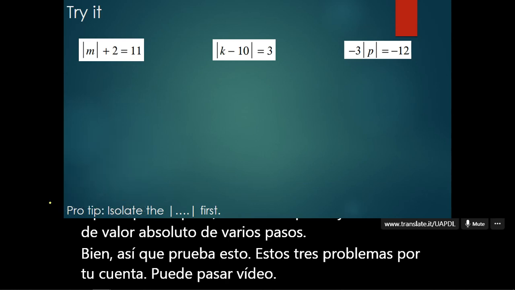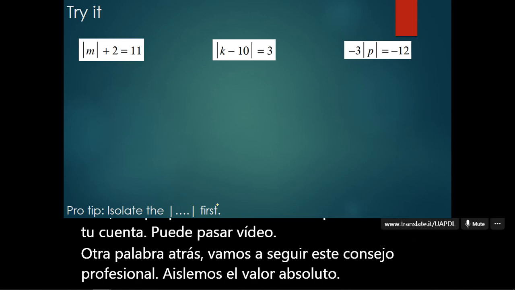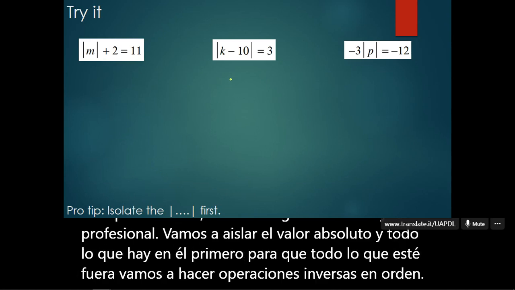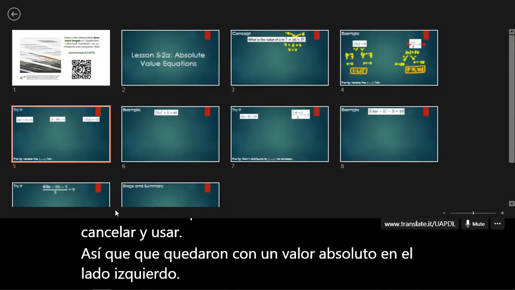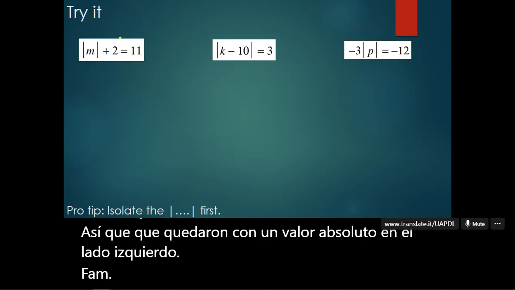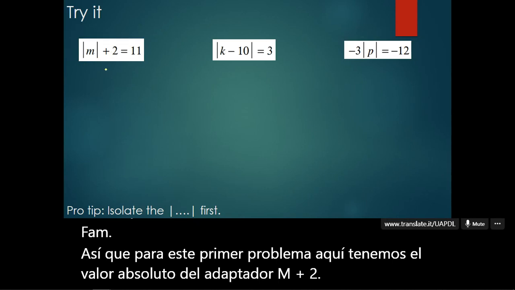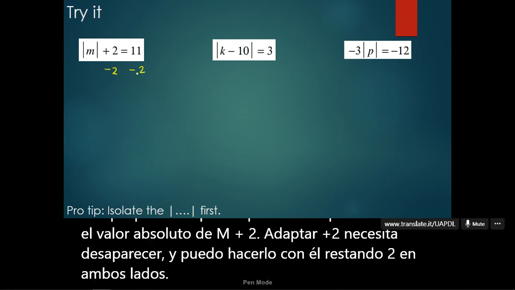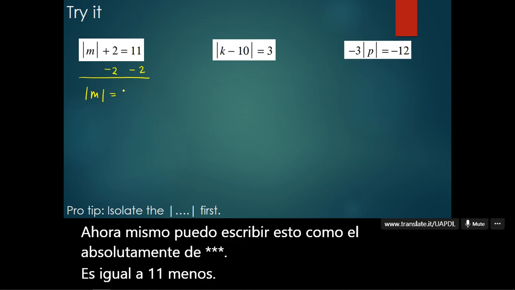All right, now that we're back, let's follow this pro tip. Let's isolate the absolute value and everything in it first. So everything outside, we're going to do inverse operations in order to cancel out, so that we're left with an absolute value on the left-hand side. For this first problem here, we have the absolute value of m plus 2. And that plus 2 needs to go away. I can do that by subtracting 2 on both sides. Now I can rewrite this as the absolute value of m equals 11 minus 2. That is going to be 9.